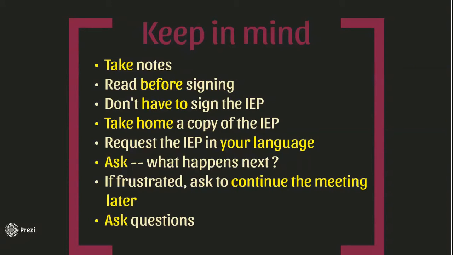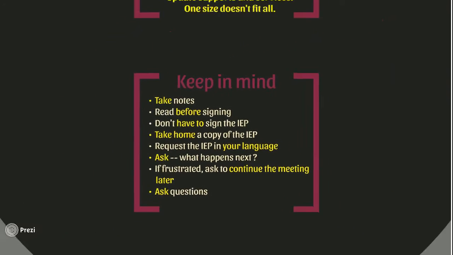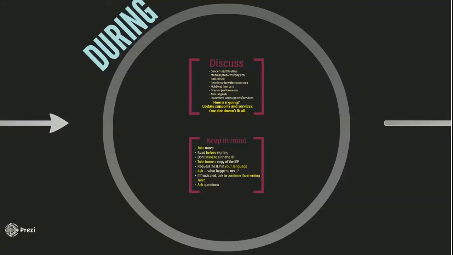Ask for a copy of the IEP to take home with you to review, and you can also request a copy of the IEP in your native language. Know what happens next by asking what's next in the process. If anyone becomes frustrated or upset, you can ask to have the meeting continued at another time. Ask questions if you don't understand the terms being used. And if necessary, meet with individuals after the meeting to review their statements or reports. Though there will be a lot to think about during your meeting, keeping these things in mind will help guarantee that you do the best you can for your child.